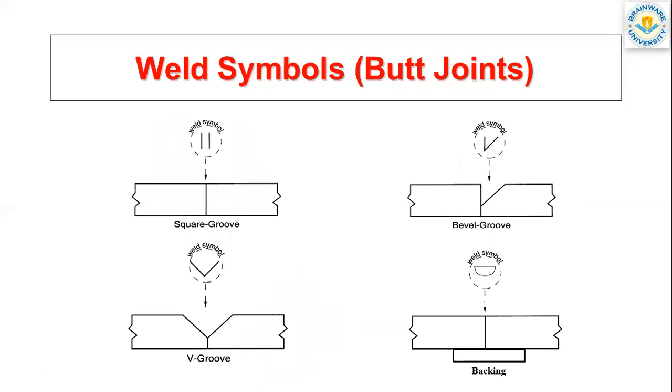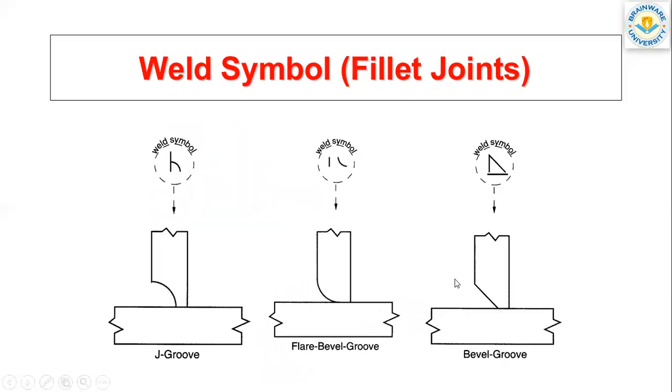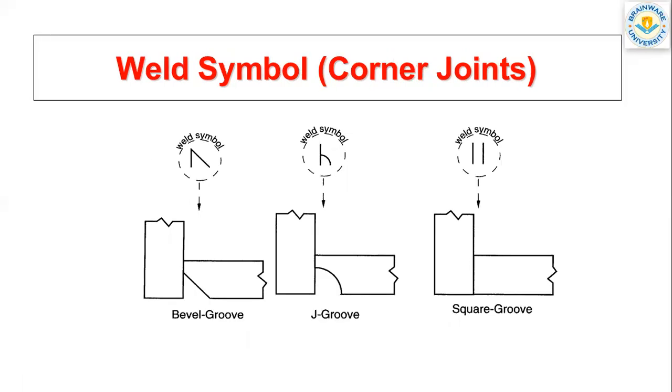Next, other symbols are also there for the butt joint. This is called the weld symbol. For the square groove, for the bevel groove, this is also a symbol. For the V groove also there. Next, for the fillet joints there are also symbols, like the J groove. These grooves are mainly part of the edge preparation. I'm not going into detail in this lecture. For the corner joints, there are also various symbols shown in the picture.